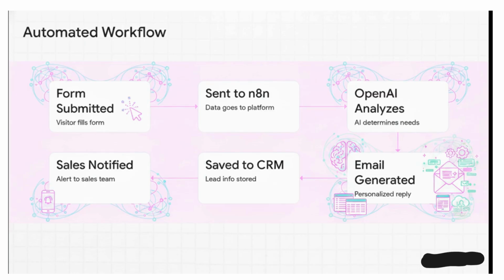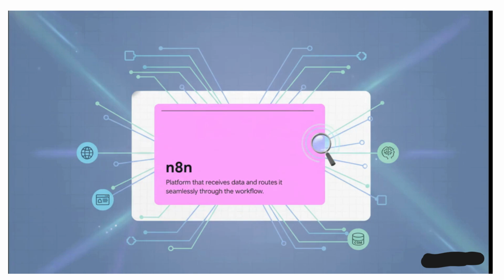And finally, Step 6. Your sales team gets an instant, detailed notification so they can take over the now warm lead. 6 steps, absolutely zero human intervention. How cool is that? Let's quickly define the key players making all this magic happen.